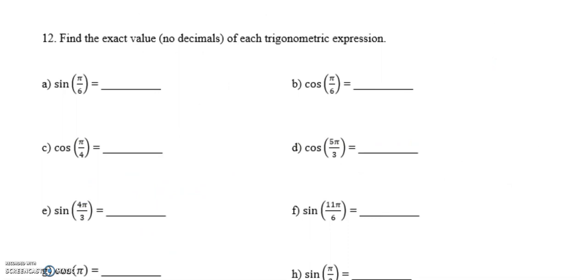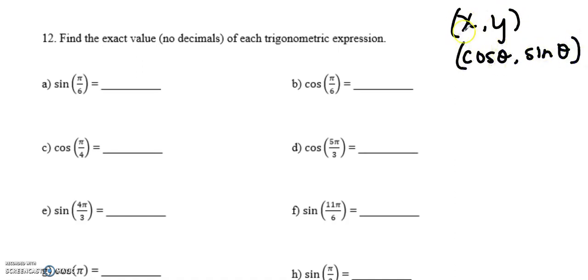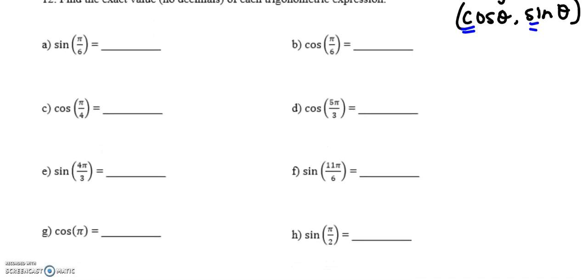All right, the unit circle. Find the exact value, no decimals, of each trig function. So if we think about the unit circle, we have the coordinate x comma y along the outer edge, which stands for cosine of theta comma sine of theta. You can remember that because x comes before y in the alphabet and c comes before s in the alphabet. So the sine of pi over 6, you're going to look at that coordinate at pi over 6. Hopefully you have a unit circle nearby. And sine is y, so I'm going to take the 1/2.